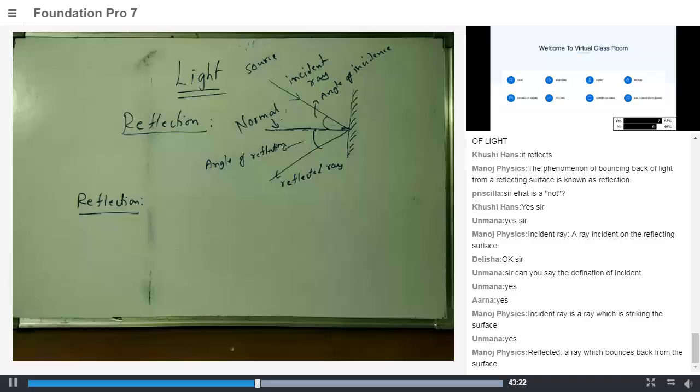Sir, can we write something else? Yes, Karthik. Can we write bounces back by the object, by the surface? No, when we say it is reflected by the surface, it is bouncing back from the surface. Okay, sir.